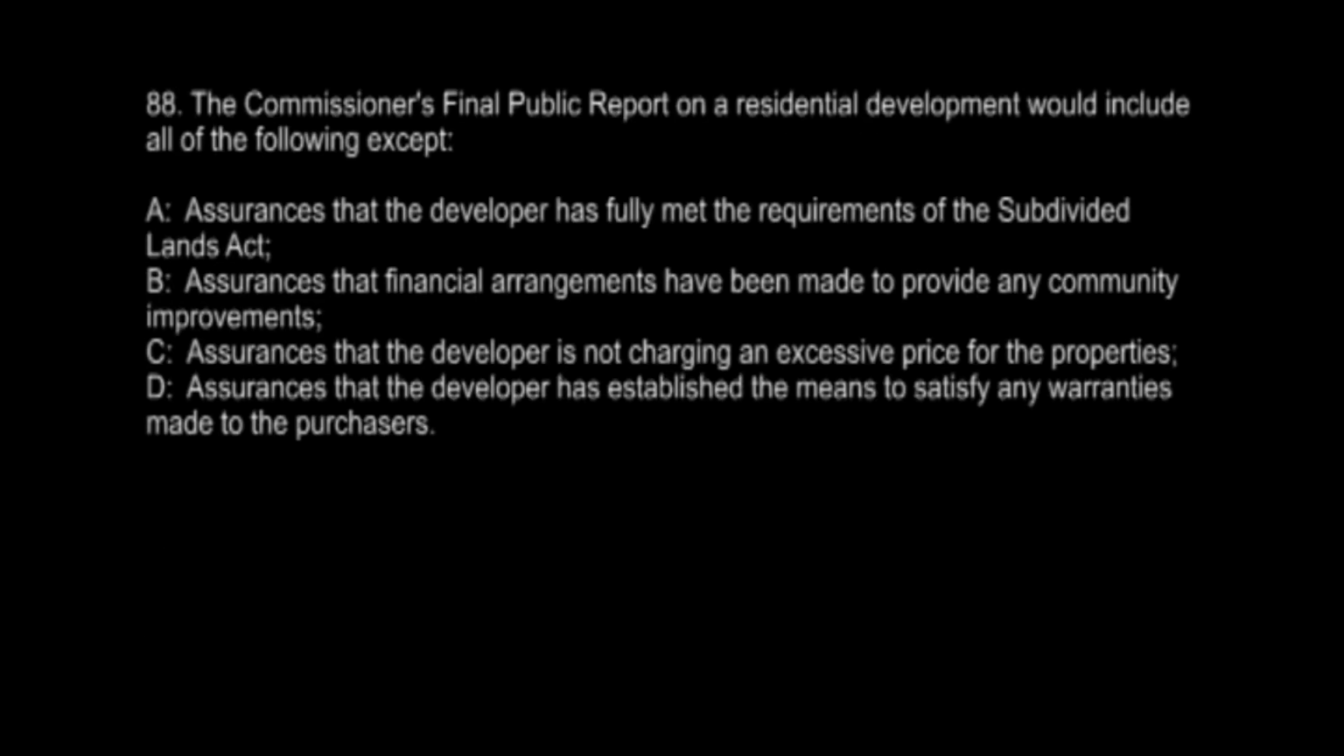88. The Commissioner's final public report on a residential development would include all of the following except A. assurances that the developer has fully met the requirements of the Subdivided Lands Act, B. assurances that financial arrangements have been made to provide any community improvements, C. assurances that the developer is not charging an excessive price for the properties, D. assurances that the developer has established the means to satisfy any warranties made to the purchasers.